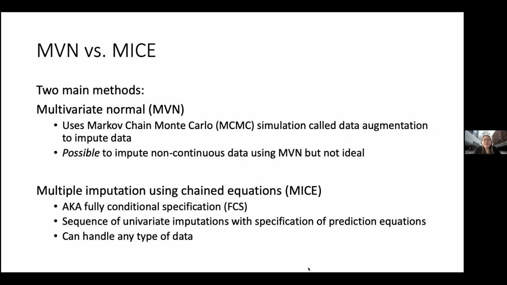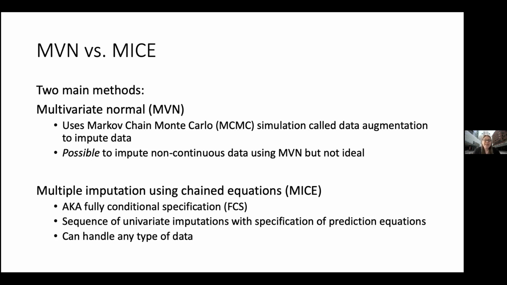So there are 2 main methods that we talk about with multiple imputation. The first is multivariate normal imputation. That's actually the first method that was described. It used to be the only thing that we had, in fact. What this does is use a Markov chain Monte Carlo (MCMC) simulation called data augmentation to impute the data. Again, we're using a distribution that is based on a prior distribution that you specify and then the observed data distribution, and that's where a value is then drawn from.